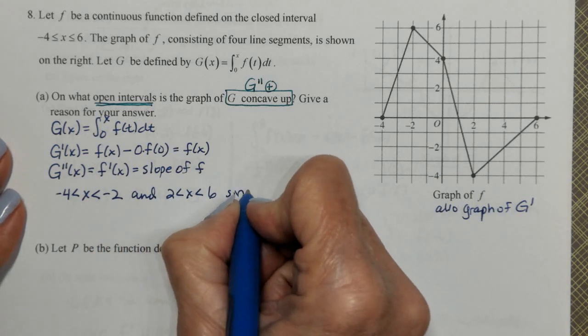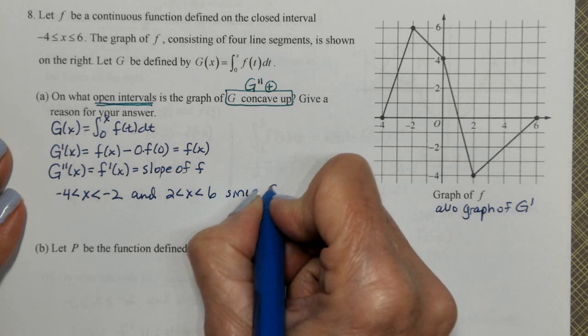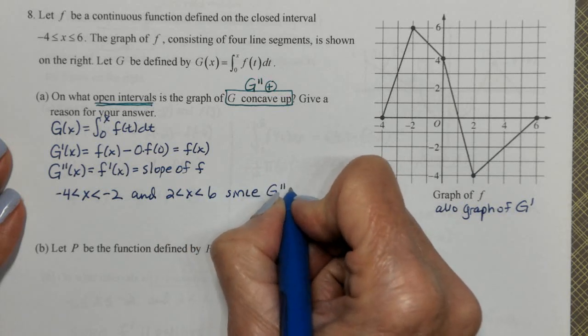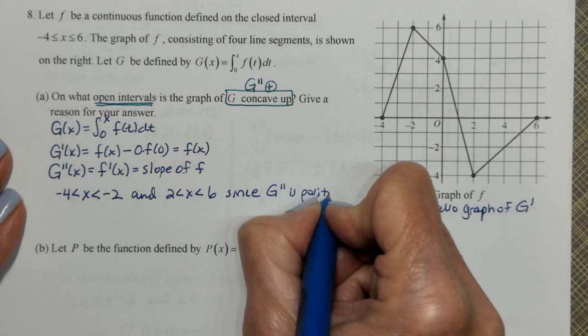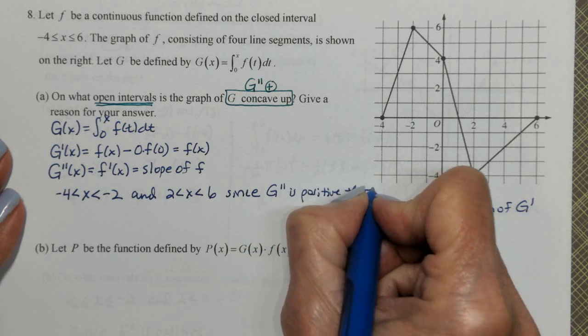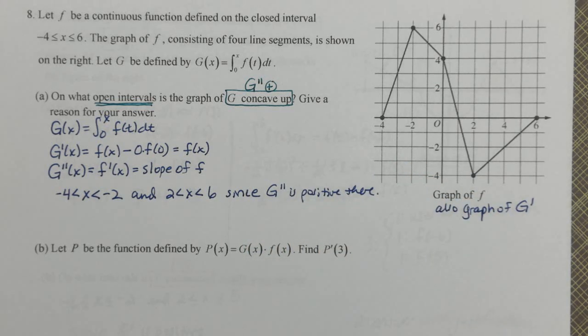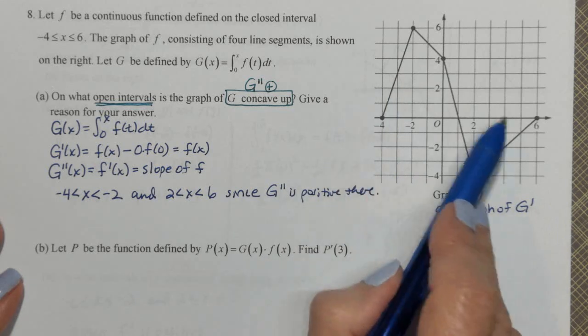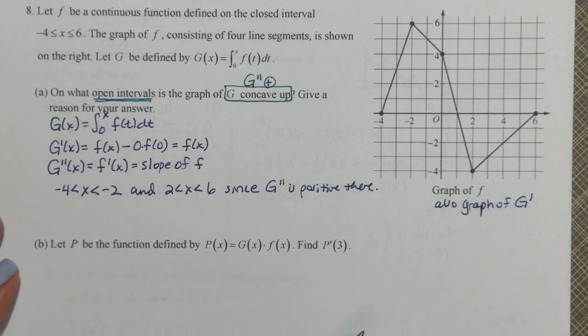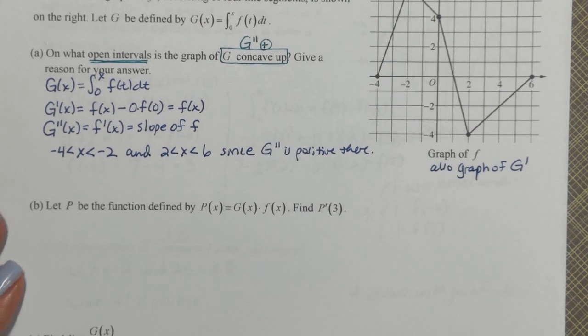Since g double prime is positive there. Or you could say, since the slope of f is positive there. That's another good way to say it. Okay? You could also say, since f is increasing there. F is increasing on those two. Several different ways to say that.